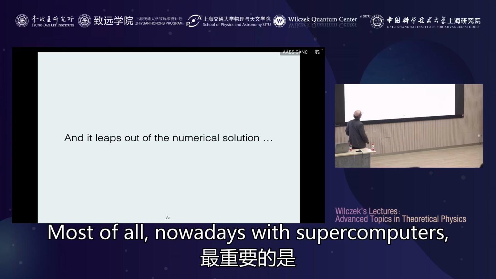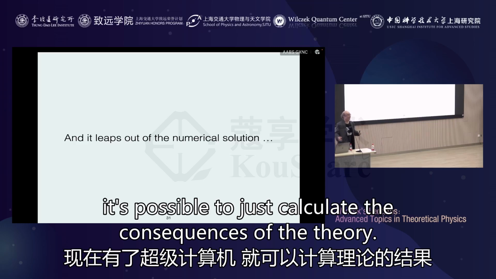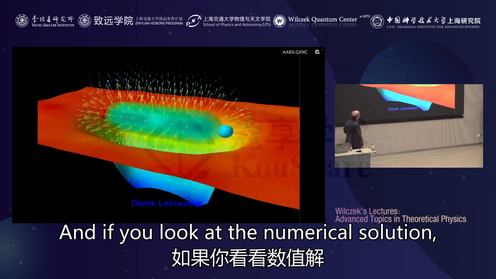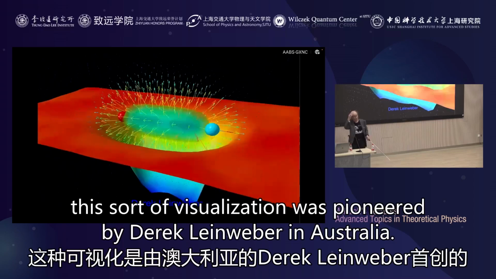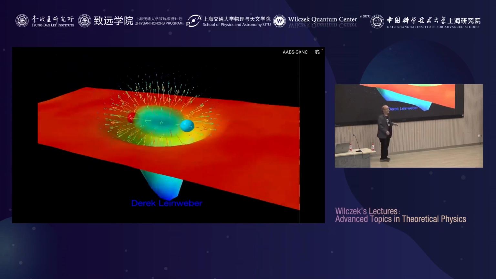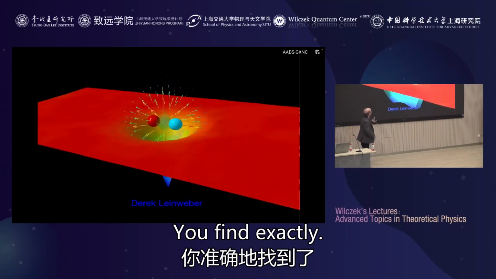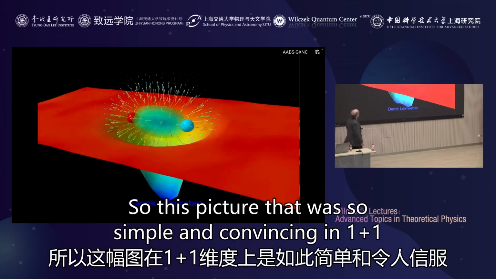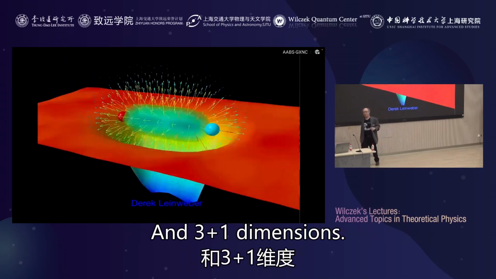But most of all, nowadays, with supercomputers, it's possible to just calculate the consequences of the theory. And if you look at the numerical solution, this sort of visualization was pioneered by Derek Leinweber in Australia. And you put in sources of color, so heavy quarks, like that, and calculate as a function of the distance what the gluon fields do, you find exactly that they form a tube. So this picture that was so simple and convincing in 1+1 dimension is also the basic picture that works in 3+1 dimensions, apparently.